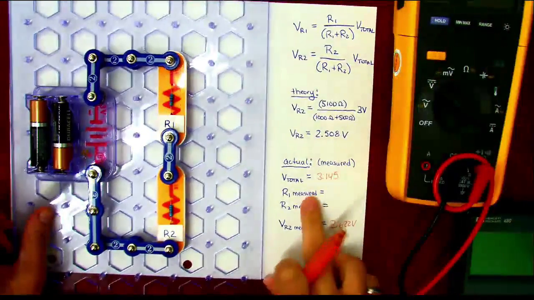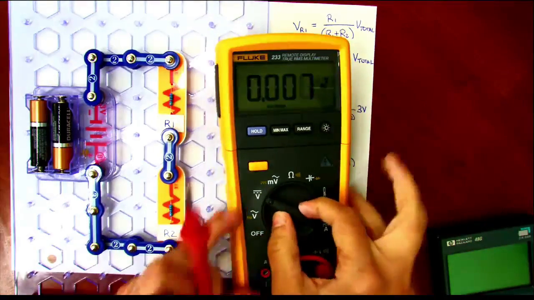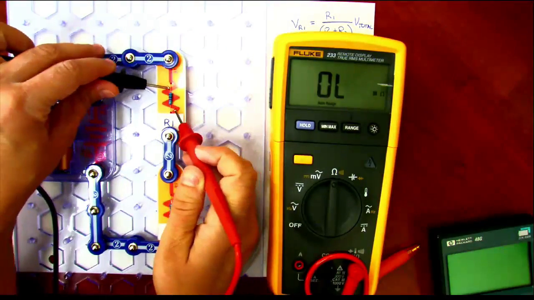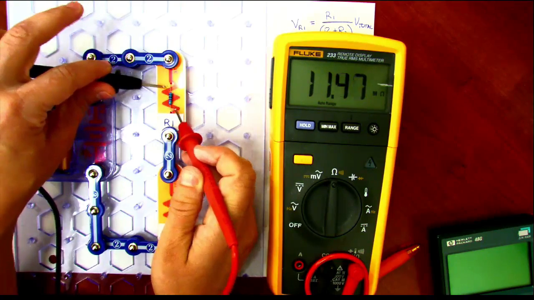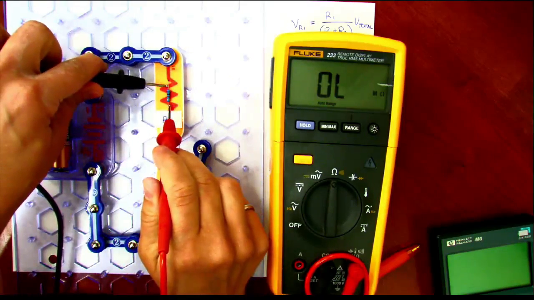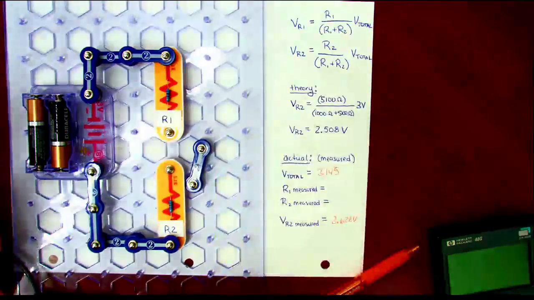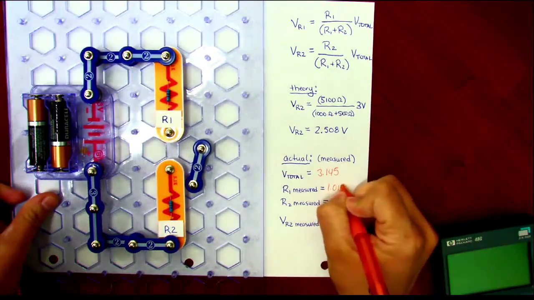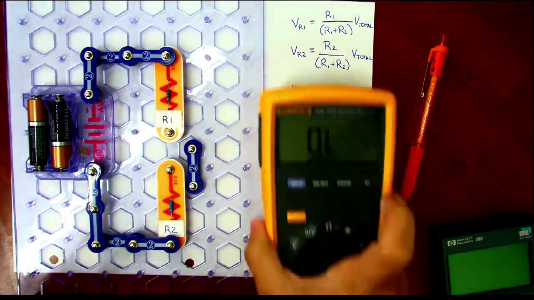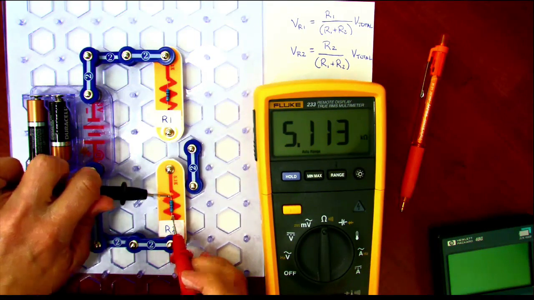And our resistance values might not actually be just these theoretical whole number values. So we'll turn this to ohms and see what we get here. On the 1 kilo ohm, we really have 1.017 kilo ohms. And R2 measures 5.113 kilo ohms.